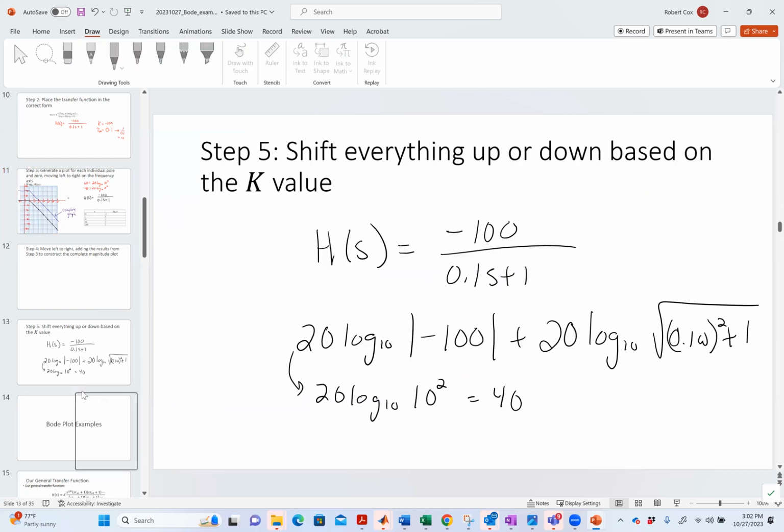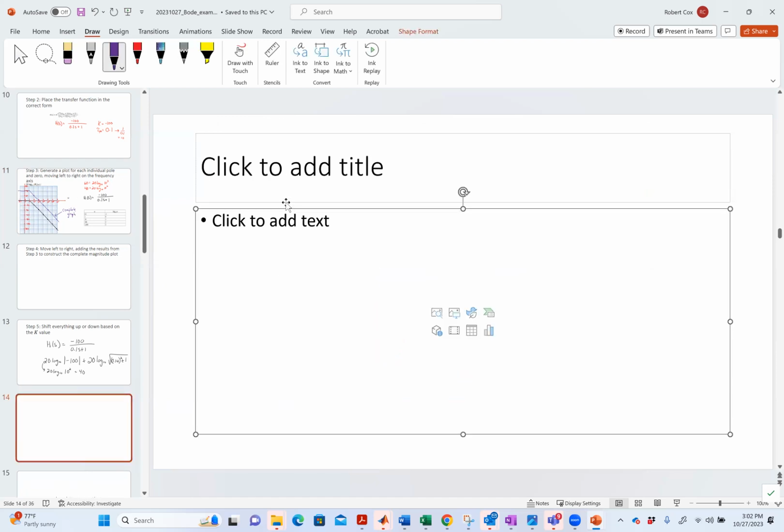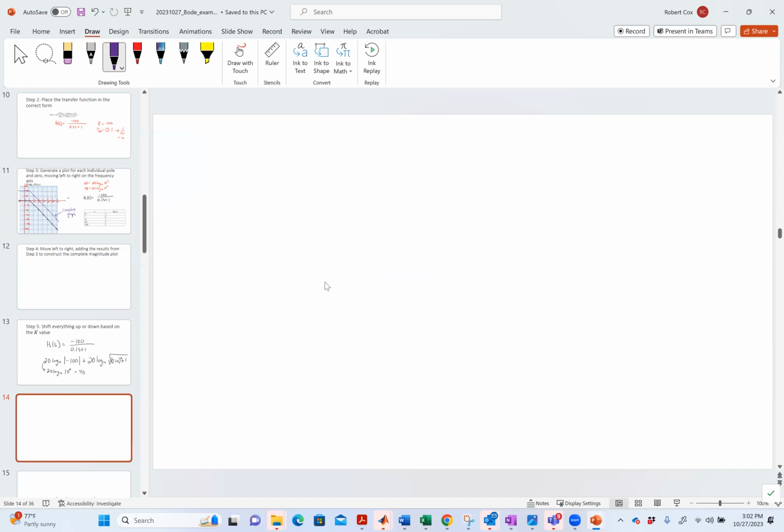All right, so I'm going to insert a slide here, because I want to do an example again. I want to say, where would I use this? So let's say V in was equal to 3 plus 10 cosine 2000 t. I want to figure out the amplitude at the two frequencies that are here. So what are the two frequencies?